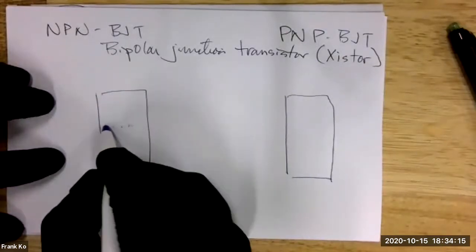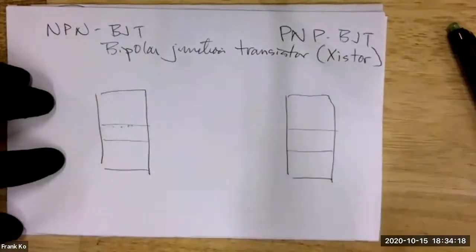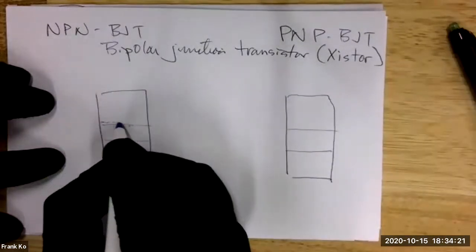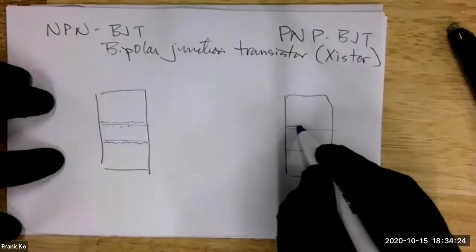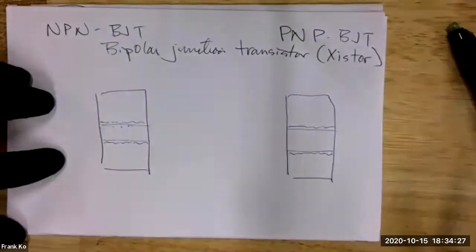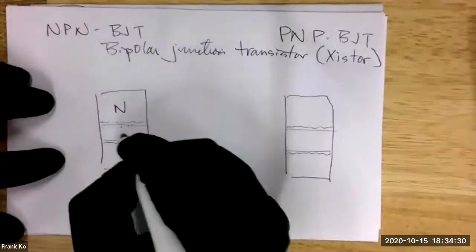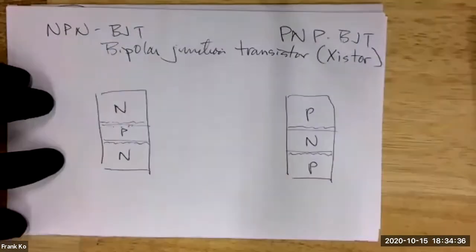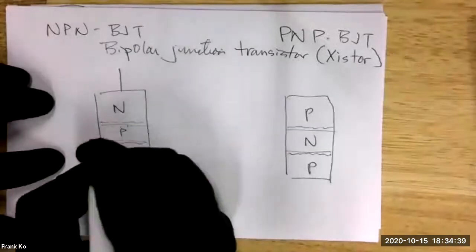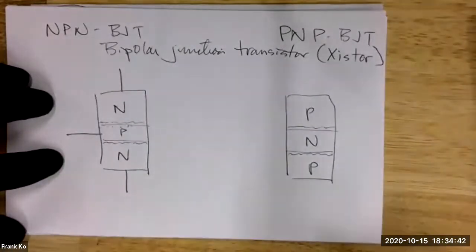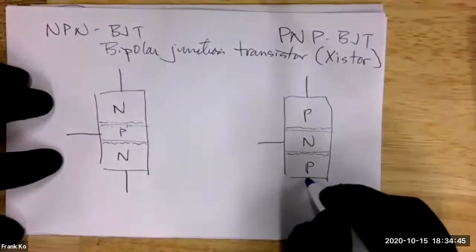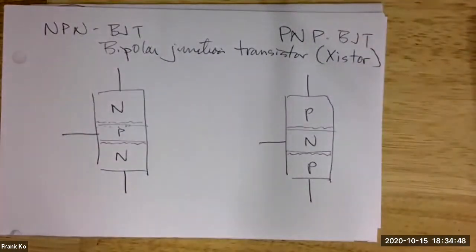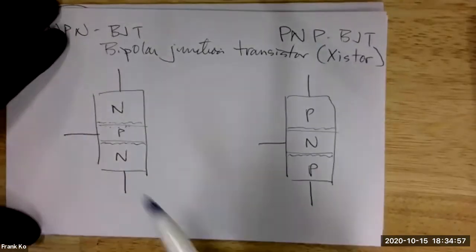And I would have here and here and here and here. And I would have a junction here, a junction here, a junction here, and a junction here. So this would be N material, P material, N material, or I could have P, N, and P materials. I will have a wire here, a wire here, a wire there, a wire here, a wire there, and a wire there. So instead of two wires on a diode, on a transistor, you're going to have three wires. And these are configured to be either NPN or PNP.